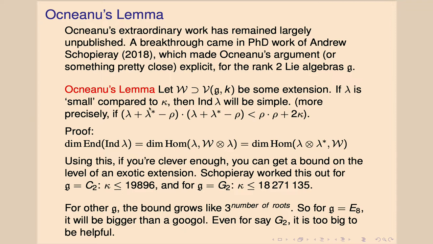These are far from tight bounds. These are just one approach to get a bound, and you get certain numbers, but the actual exotic extensions no longer exist long before that. The biggest exotic extension is at something like level 15 or something like that. So this is just a coincidence.